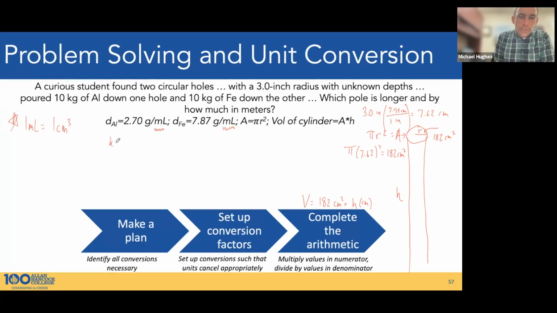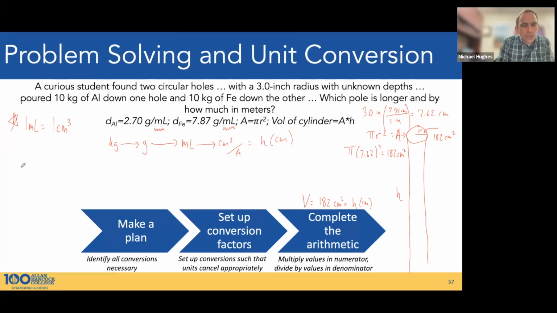We have kilograms of metal, and we know that we could go to grams of metal using our prefixes. And if we have grams, we could go to mils, the volume of metal, because grams and volume, mass and volume, are related by density. And from mils, we could go to cubic centimeters. And if we divided our cubic centimeters, our volume, by the area, it would give us our height in centimeters. That's what this equation says here. If we divide our volume by our area in square centimeters, we'll get our height in centimeters. So this will be our plan.